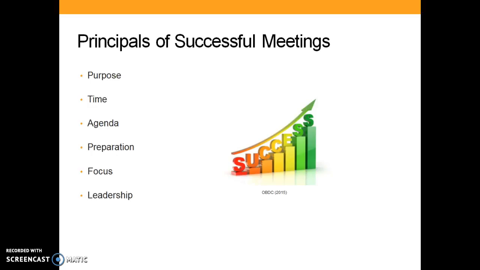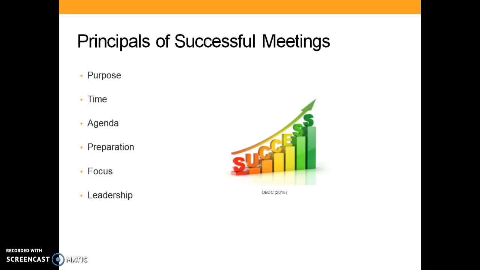Focus. Focused meetings stay true to their purpose or topic of discussion. Participants need to stay engaged by listening and paying attention. And lastly, leadership. The leader of the meeting is the person in charge.